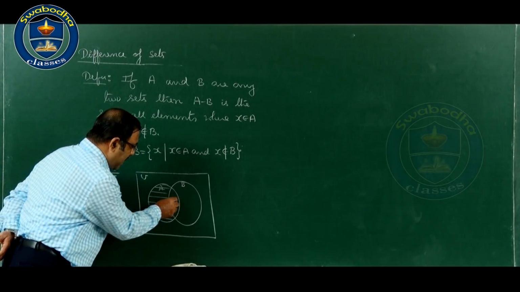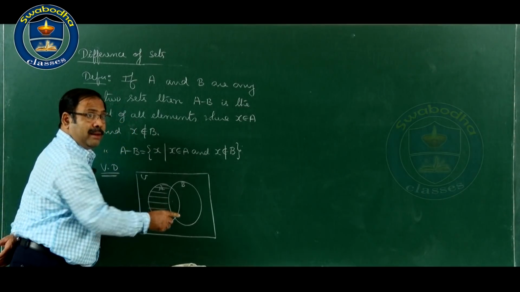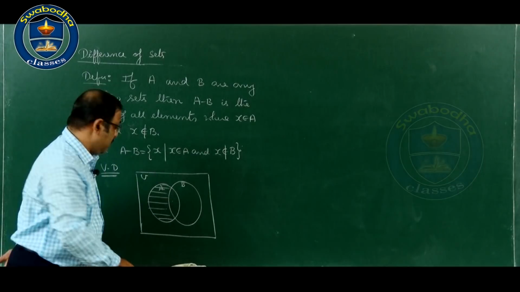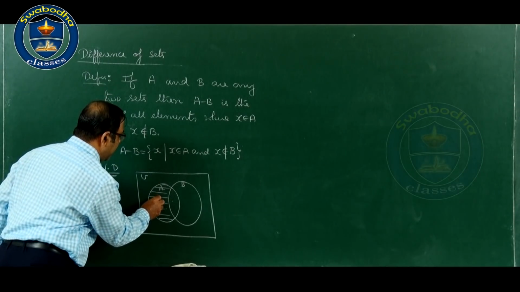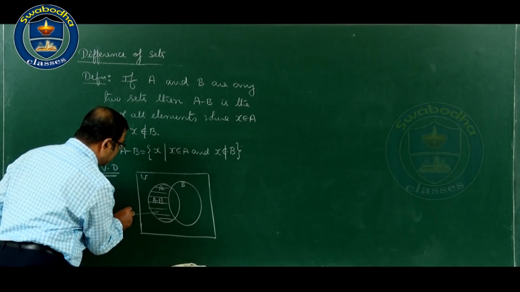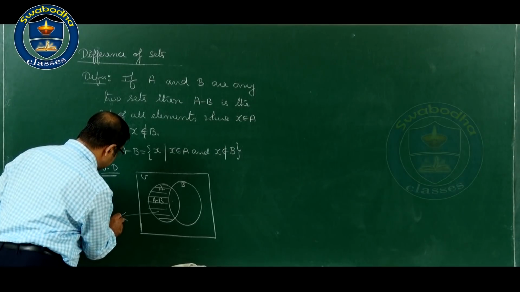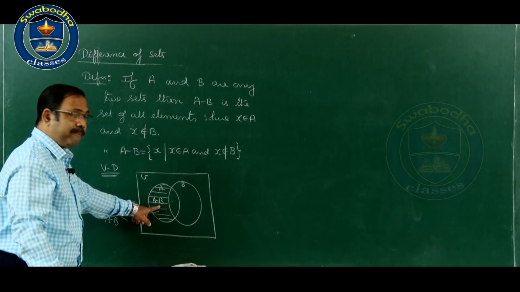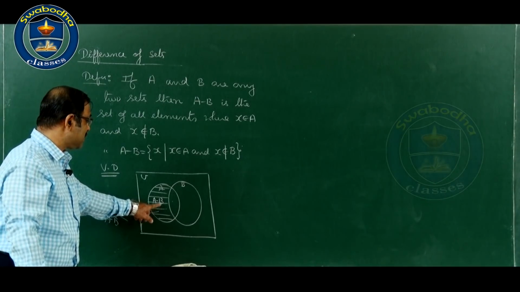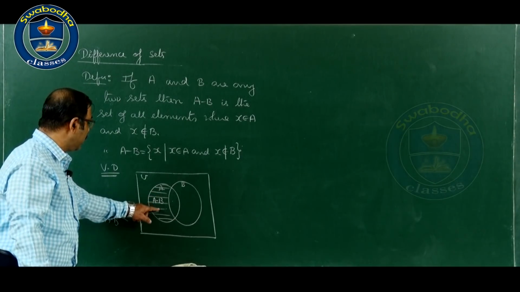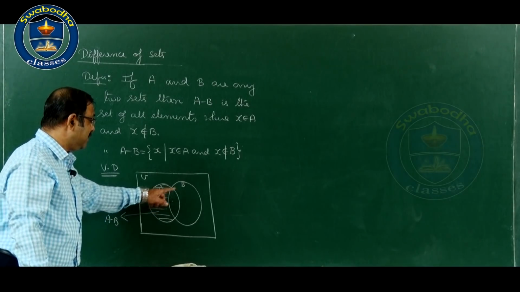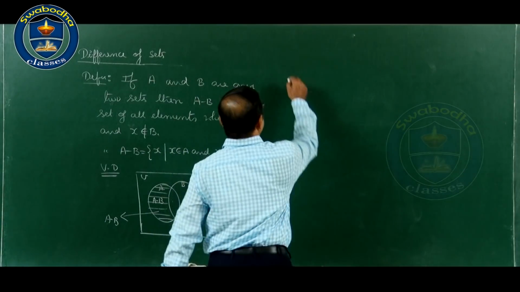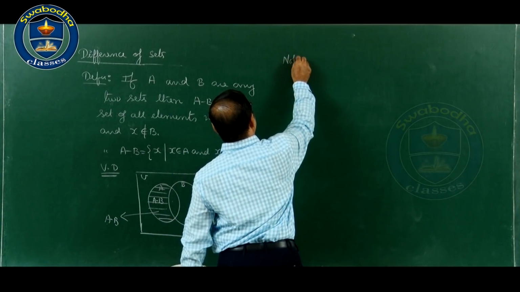Now this part is also in A, but it is common to B, and according to the definition x should not belong to B. So this is A minus B. So what is this shaded portion? It is A minus B. So A minus B is the set of all elements where x belongs to A and x does not belong to B.